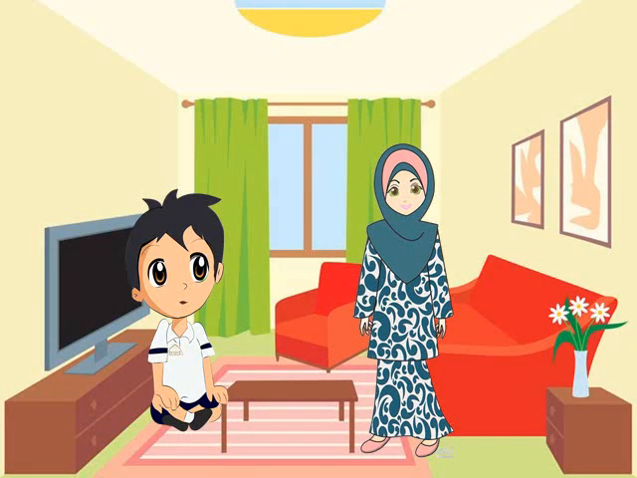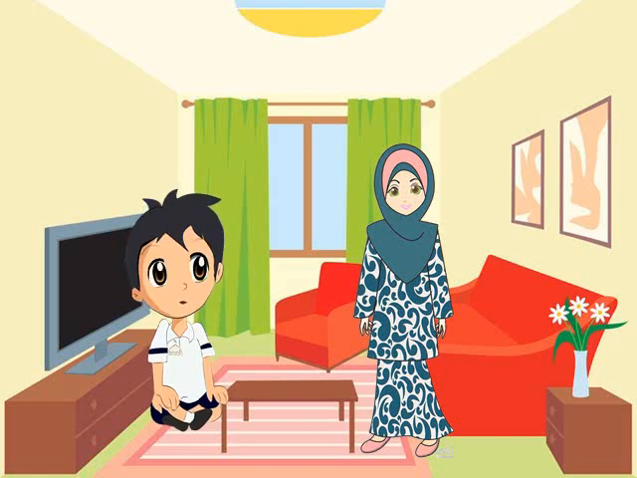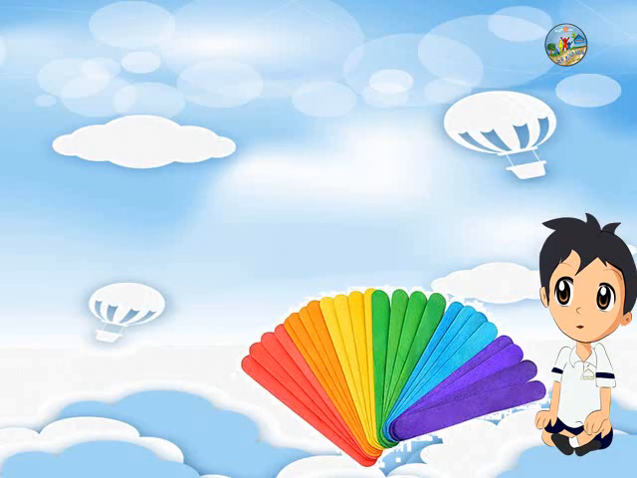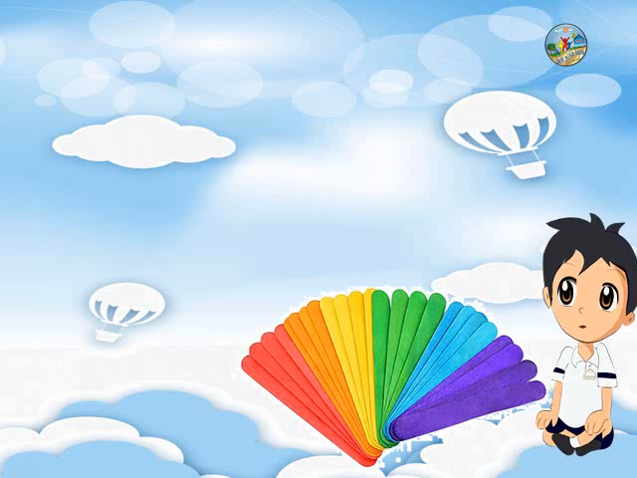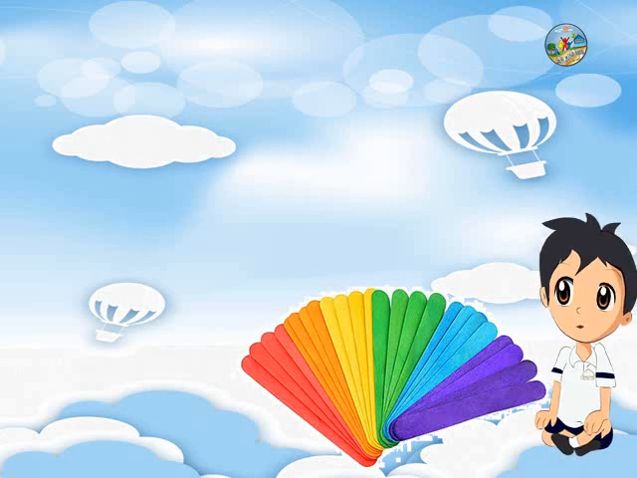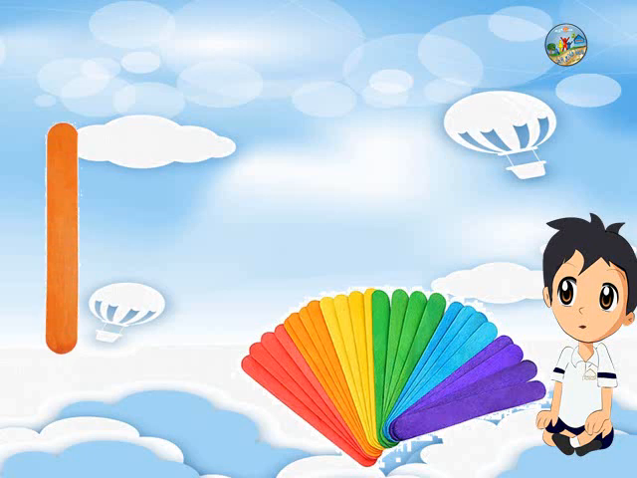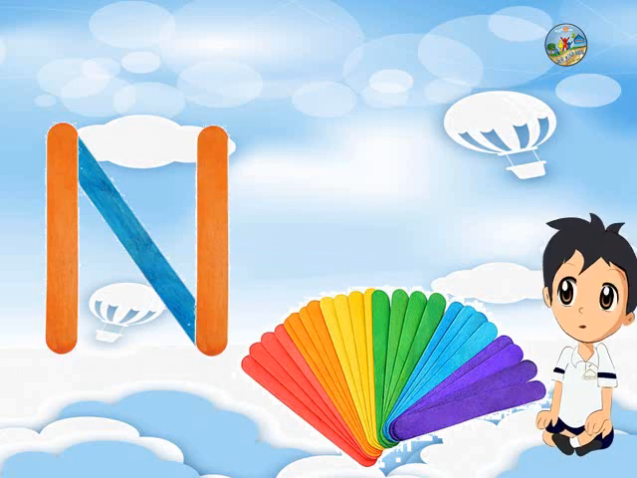So finally, Nader said to his mom, "Oh, I'm so sorry, mom. Forgive me. I'll never do it again." And he went to play with the ice cream sticks to shape a new letter. Look, what did he shape? A standing line, a sliding line, another standing line.